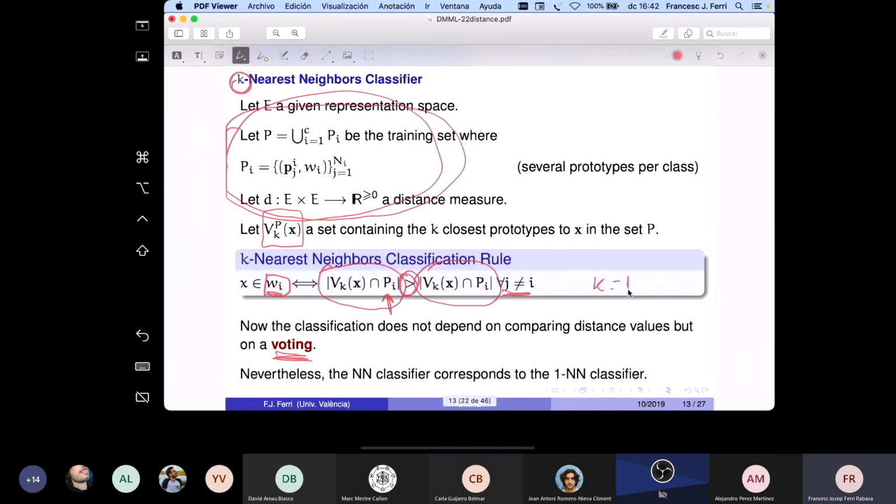If K equals 1, then we have the nearest neighbor. So this is a generalization. It's okay? Do you understand that? It's also very, very intuitive. I take neighbors, I check the labels of these neighbors, and I decide which label is the majority label.